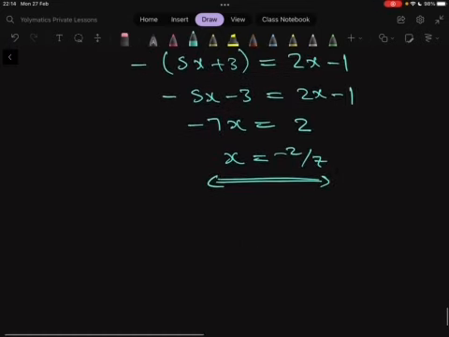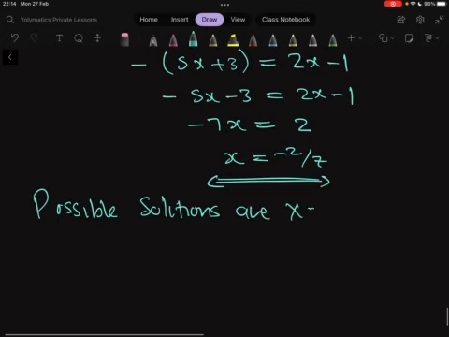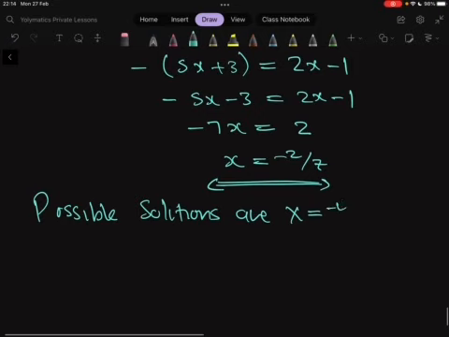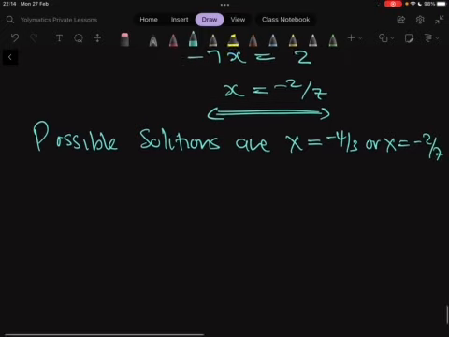So which means, what are the possible solutions? So our possible solutions are what? So we have x equal to -4/3 or x equals to -2/7. So now let's check who is correct.